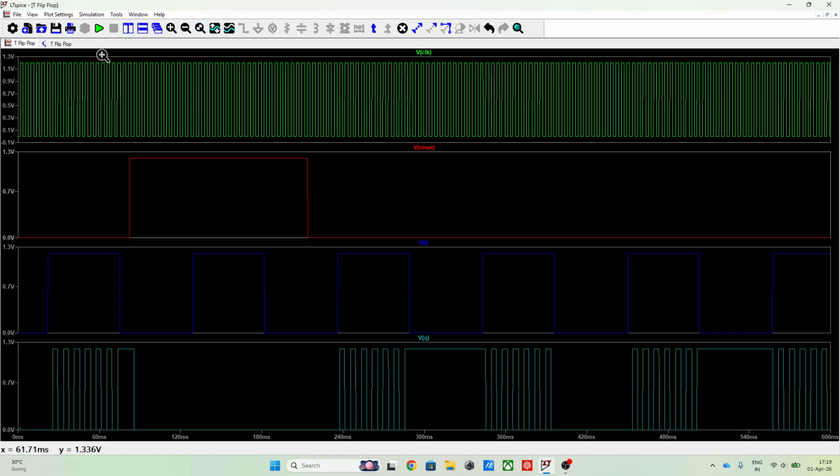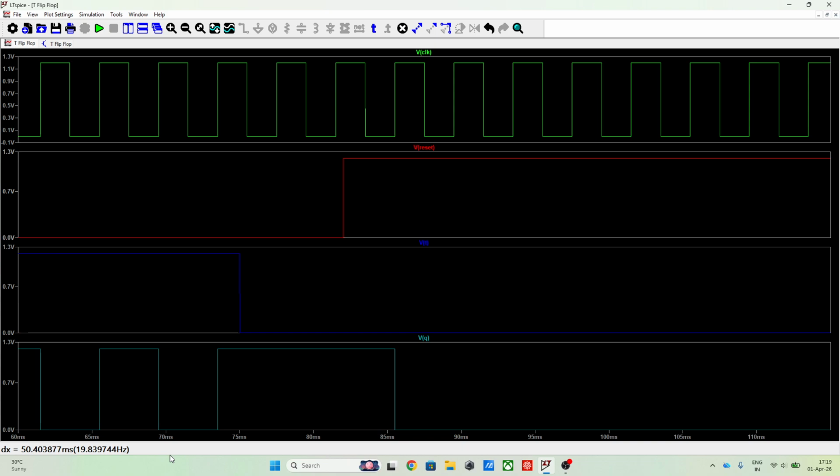Now let us zoom this part. Now you can see that reset has become active over here. But the output doesn't go to 0 immediately. It waits for the next positive edge of the clock. That means reset is synchronous.